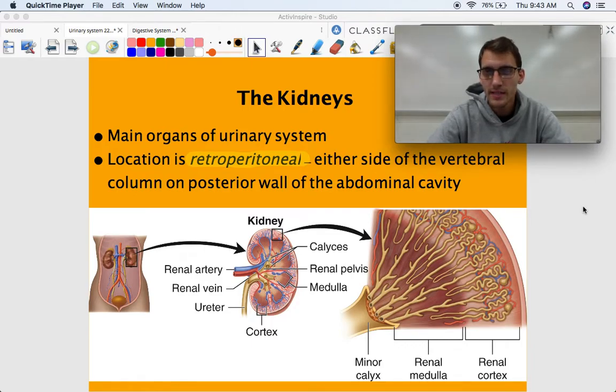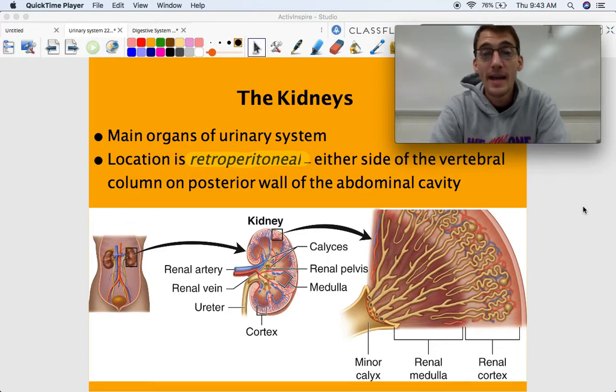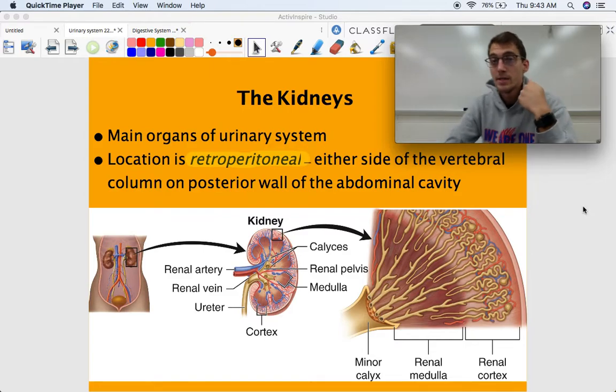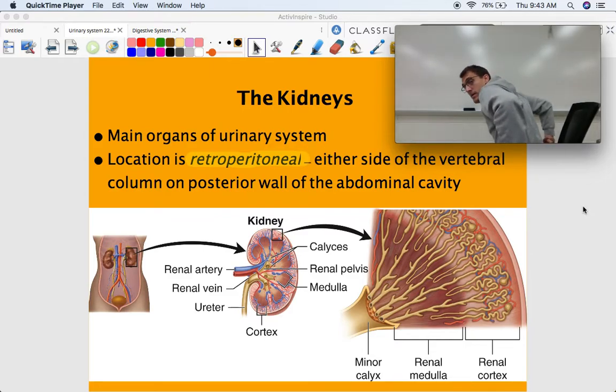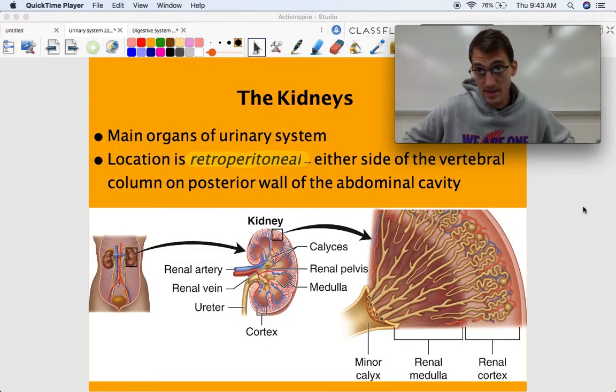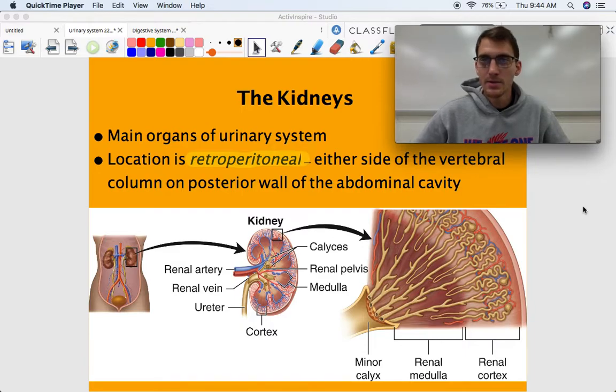There's a fancy word for where the kidneys are located. They are retroperitoneal. They are on either side of the vertebral column on the posterior wall of the abdominal cavity. So picture that for a second. Either side of the vertebral column, you have two, right? And they are on the posterior wall, which means they're on the back of the abdominal cavity. So in other words, they're back here. They are below the thoracic cavity, and they're behind all the other digestive organs, like your intestines and your stomach and your liver and all that kind of stuff. Okay. So yeah, there they are.